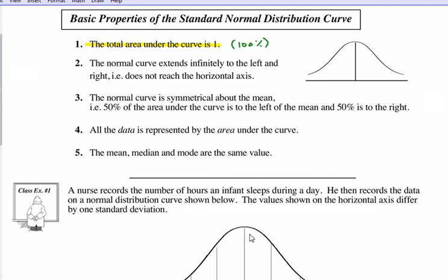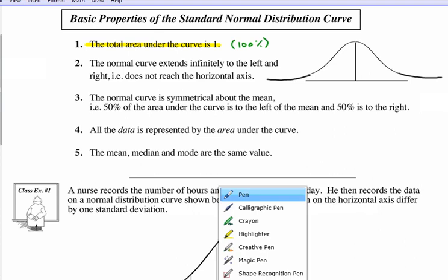Next, the normal curve extends infinitely to the left and to the right. So it doesn't actually touch the horizontal axis. It keeps going. It gets closer and closer, but it never actually touches. Okay? So that's important to know about the bell curve.